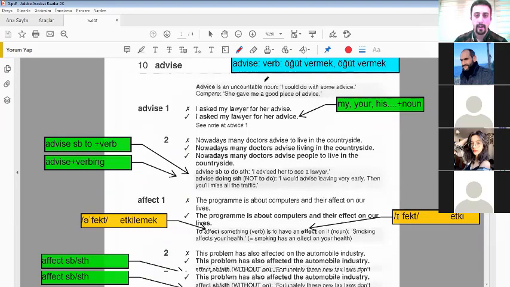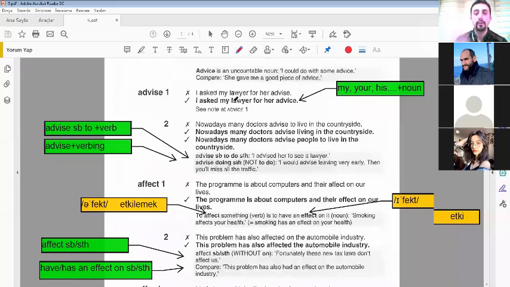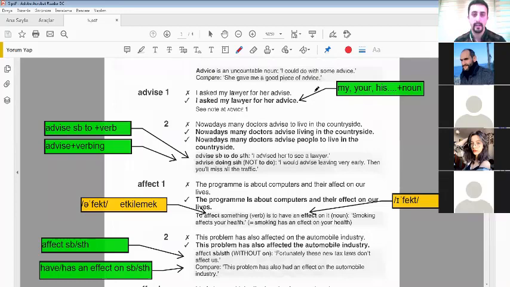Now let's learn how to use advice and advise in our sentences and in our conversations. First, advice is an uncountable noun. We cannot say advices. We never say advices. Like this, I could do with some advice. She gave me a good piece of advice. So for advice, we can say a piece of advice.